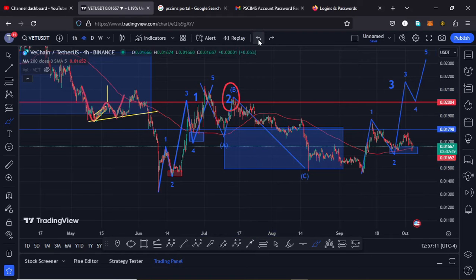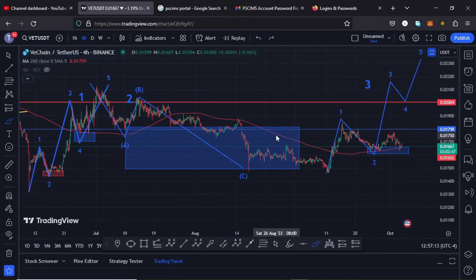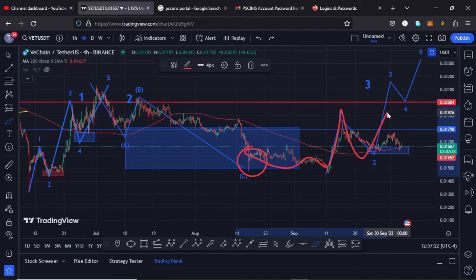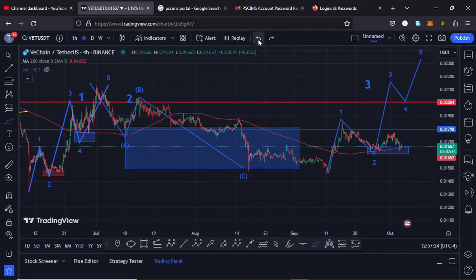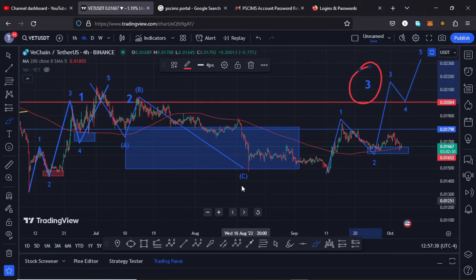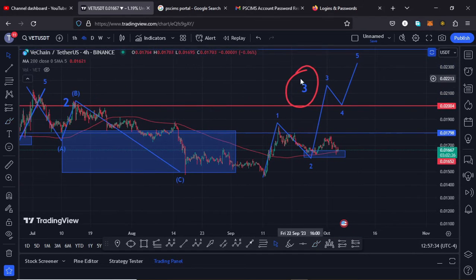Since we have fully maximized that target area, there are high chances that we now have a low in place for the second wave, and that's the reason why we saw this reaction to the upside in what could be the start of an impulse in the formation of this wave 3. Because of the impulsiveness in the formation of that wave 3, I'm also expecting Vechain to give us a 5-wave structure to the upside, with the wave 5 completing the formation of this wave 3.